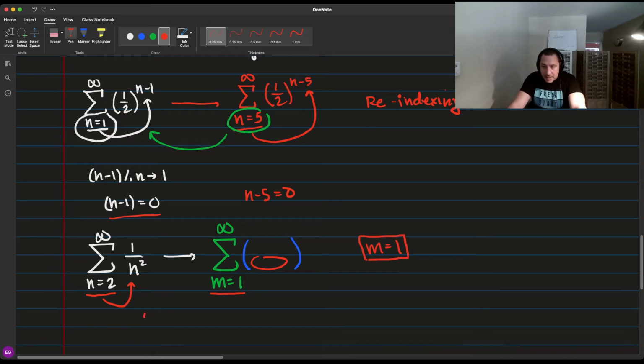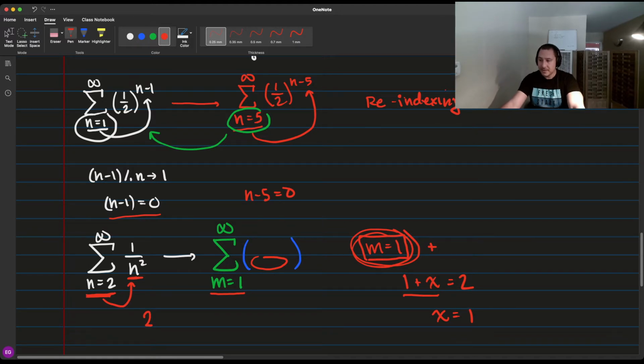and I want it to be equal to 2, what would I have to do to 1 to get 2? So I would say I have 1 plus x equals 2. Right, because I'm starting at m equals 1, I need to add something to it to get what I would get when I start with 2 over here. So I realize that when I solve for x, I get x equals 1. So that means I'm going to have m plus 1 here.